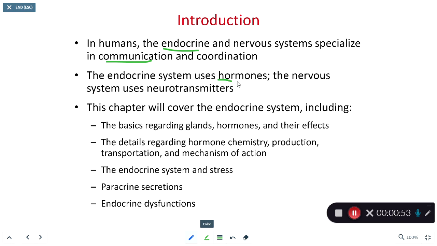The endocrine system is going to use hormones to communicate, whereas the nervous system is going to use neurotransmitters to communicate. So as we focus on the endocrine system, we're going to focus a lot on what a hormone is, the basics regarding glands, some less detail on hormone chemistry. We're going to spend a lot of time focusing on the endocrine system and some stress responses, paracrine secretions, and finally, what happens when we have some endocrine dysfunctions, with particular emphasis on diabetes.